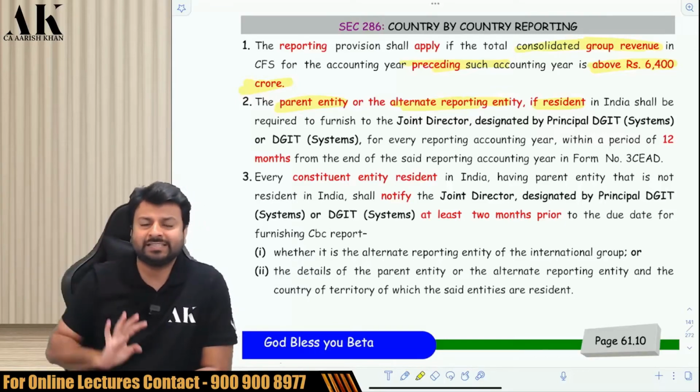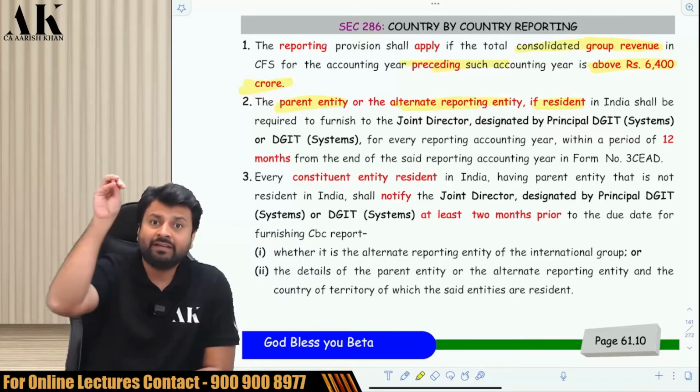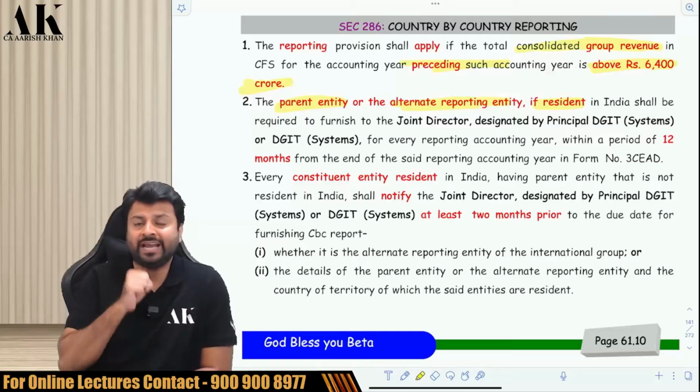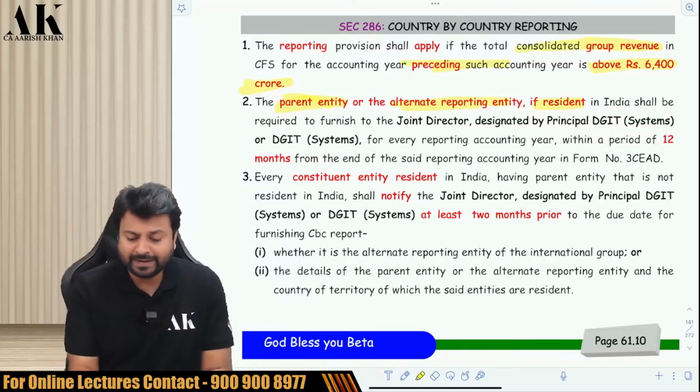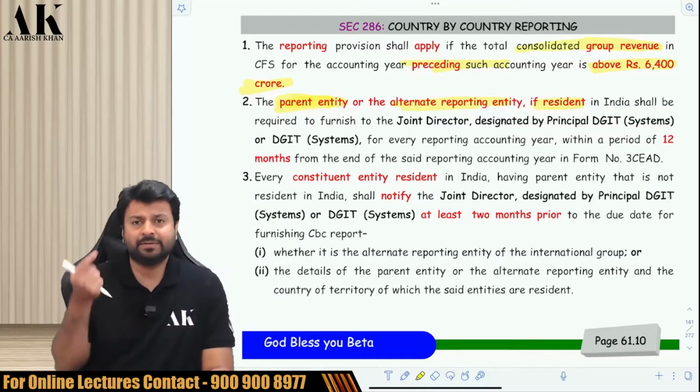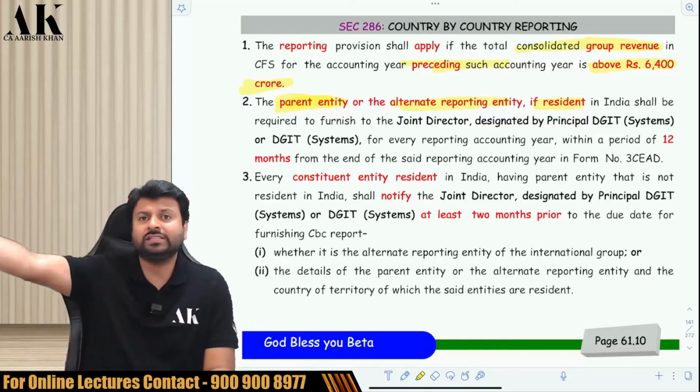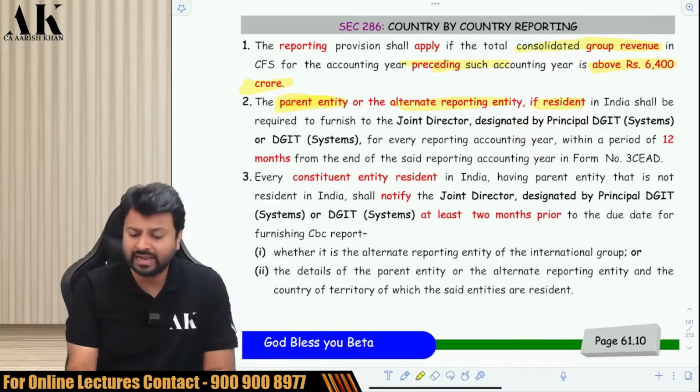Suppose Sony Japan says that I am not filing CBCR, but they have delegated that authority to Sony India. Then Sony India will become what? Alternate reporting entity. Okay, so Sony India will become an alternate reporting entity. So a parent entity can also file. Suppose Reliance Industries is a parent entity, that can also file. And if Sony Japan has delegated that authority to Sony India, then they will also file.